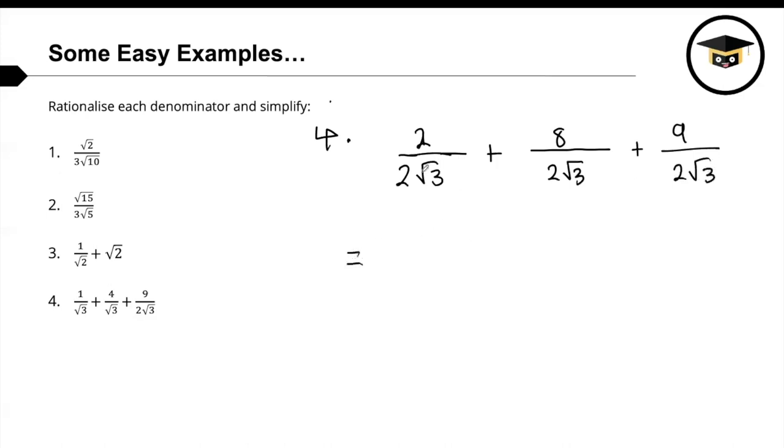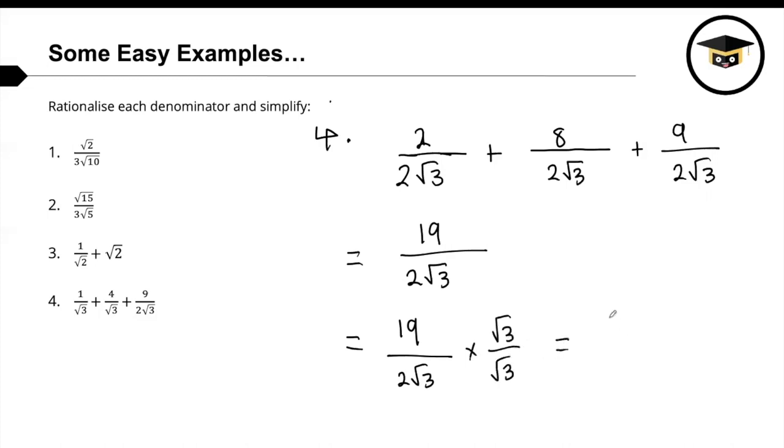So now I can add them together. So 2 plus 8 plus 9 is 19. So we have 19 on 2 root 3. And then, like I said, just multiply the top and bottom by root 3 to rationalize the denominator. So 19 on 2 root 3 times root 3 on root 3, which is equal to 19 root 3 over 6. And that would be our final answer.